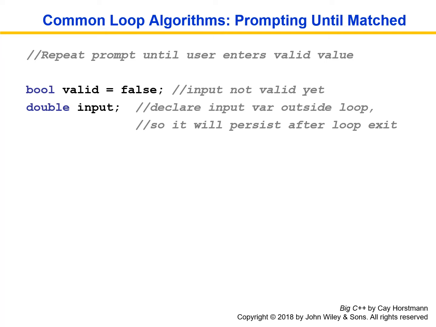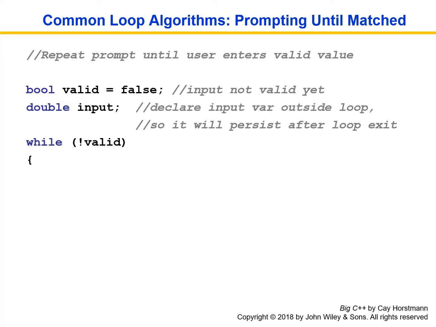Another common loop algorithm is prompting until the input is valid. Okay, so we start by assuming that valid is false. We haven't had any input yet, so obviously the input is not valid. And then we declare an input variable before we get to the loop so that it will persist after the loop.